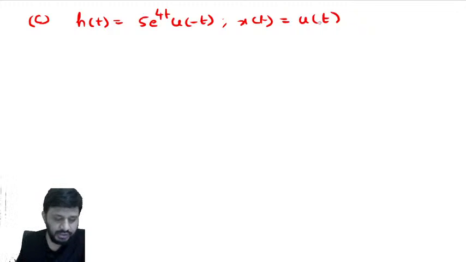You have to find out the convolution. First of all, you observe whether convolution is possible or not. If they have a common ROC, then convolution is possible. Then you can proceed forward. Otherwise, you can stop.